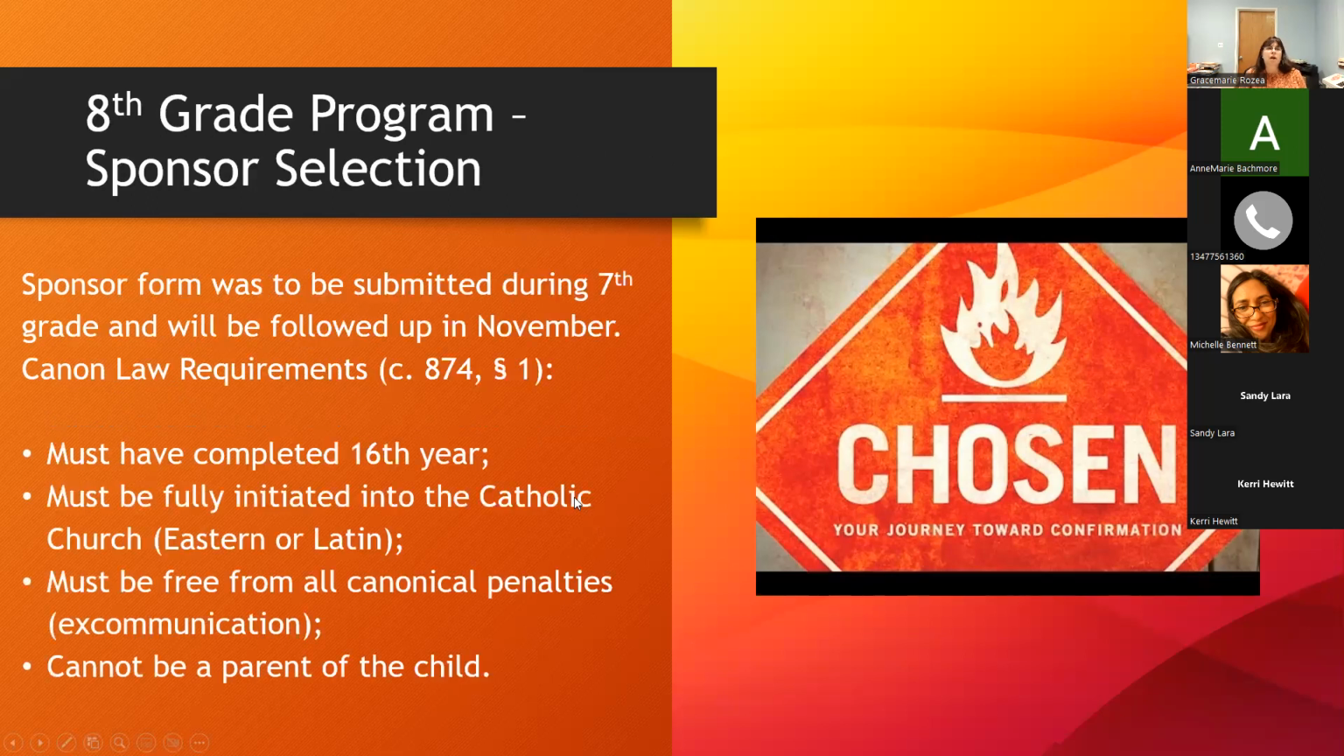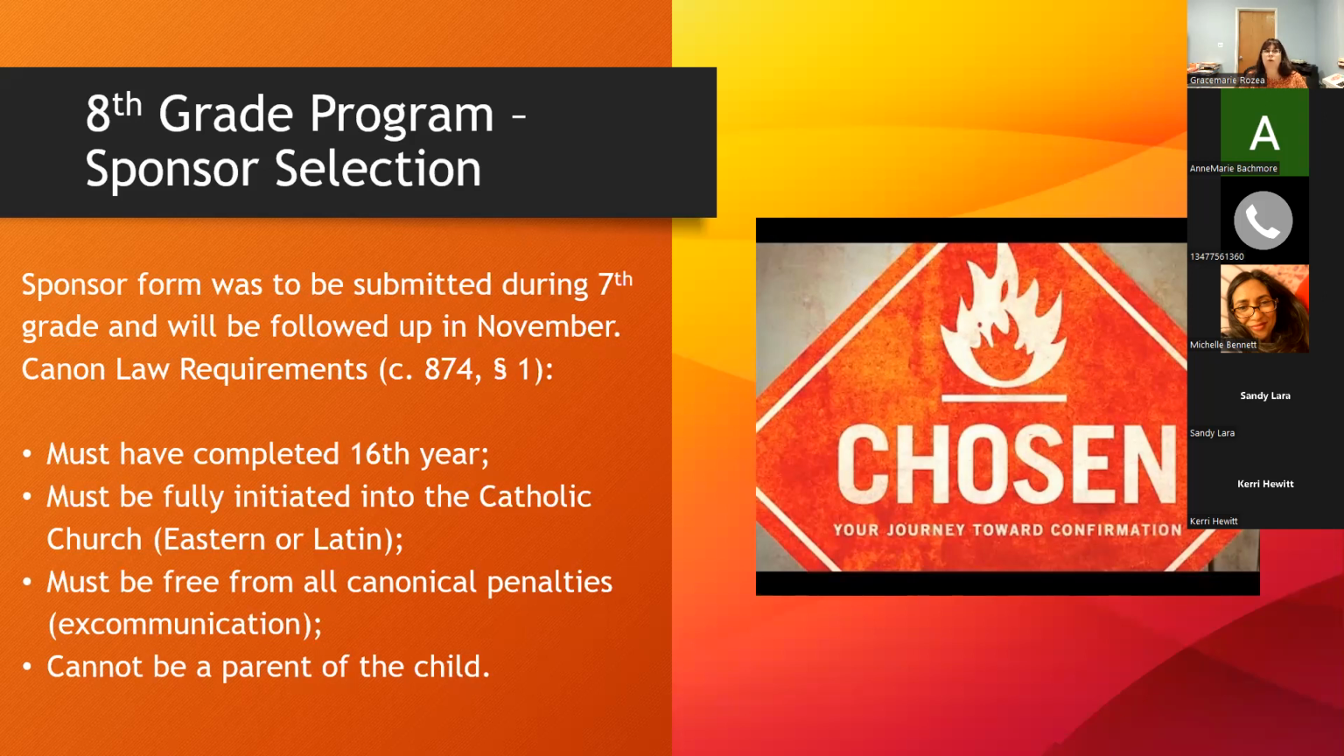Confirmation sponsors. So again, when they sent their confirmation name and sponsor information form back to us, they were to send us the name of their confirmation sponsor. But you also received a sponsor certificate that had a return envelope attached to it. That form was to be given to the sponsor, and the sponsor was to complete that and send that back to us in that return envelope.